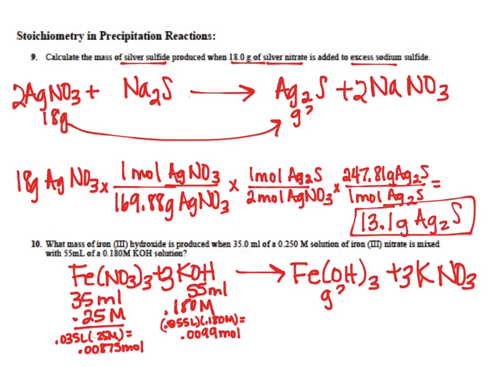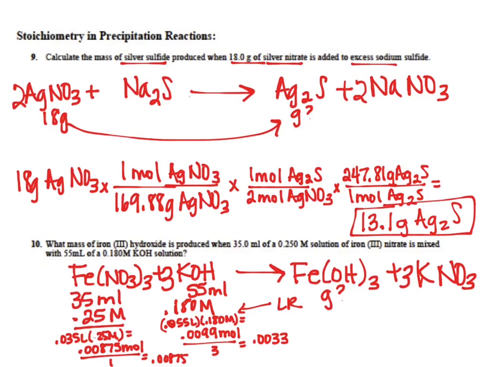So what's our next step? How do we figure out which one's limiting? Can we go ahead and figure it out now? No. Divide by the coefficient. So 1 gets divided by 1, which gives us 0.00875, and the other gets divided by 3, which gets us 0.0033. So who limits us? KOH is the limiting reactant. Good. So we found our limiting.